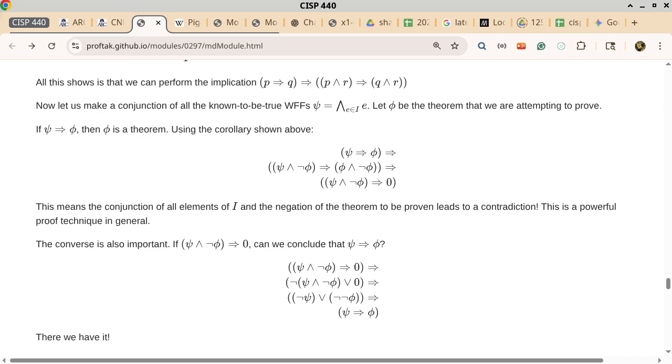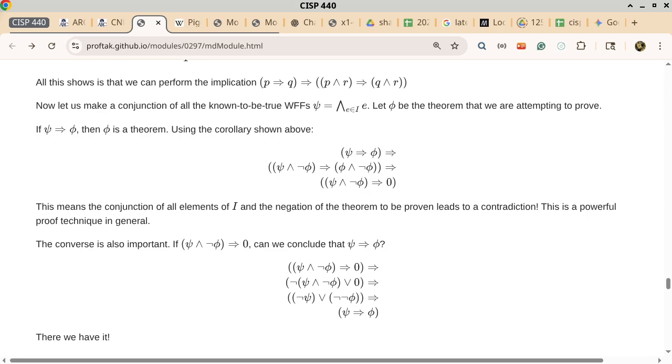Now, it is also important that this implication does not say anything about whether psi itself is true or not. It is simply saying psi being true means that phi has to be true. If psi is false, then we don't know anything about phi. Is that okay? Are we good so far?